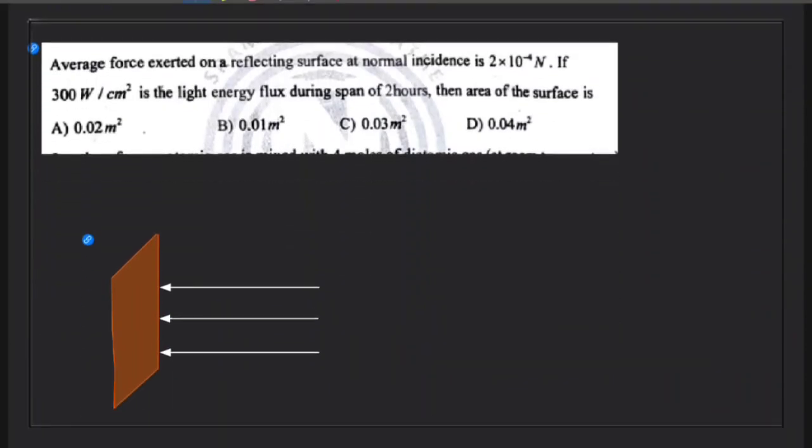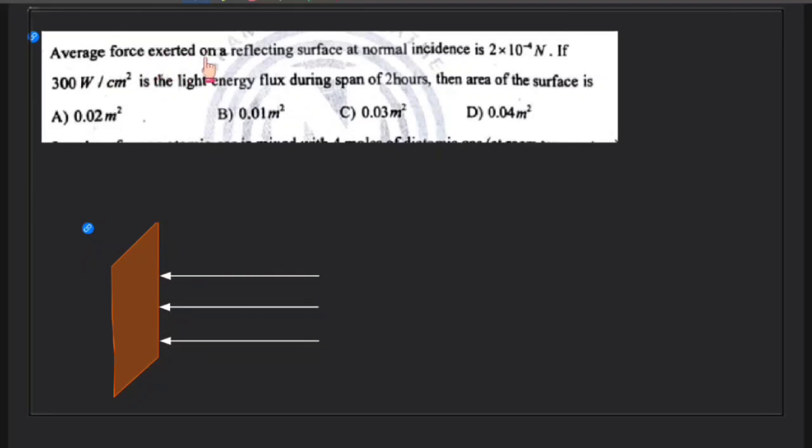Next one, this one. The average force exerted on a reflecting surface at normal incidence is 2 into 10 power minus 4 Newton. If 300 watt per centimeter square is the light energy flux during the span of 2 hours, the area of the surface is what? So this is a direct formula from radiation pressure. You could say force is equal to 2 into IA by C, if it is a completely reflecting surface.